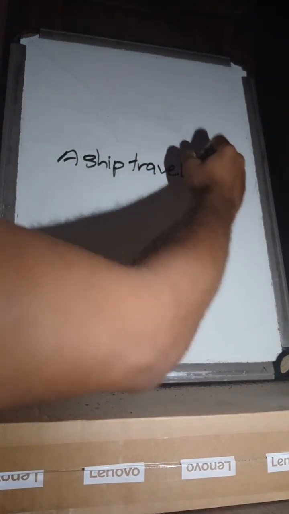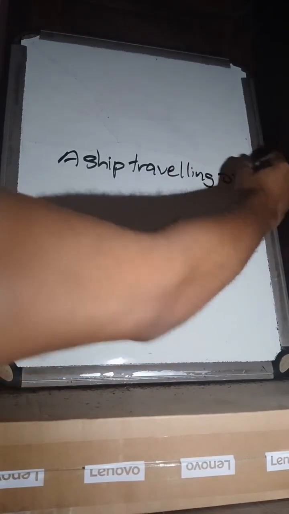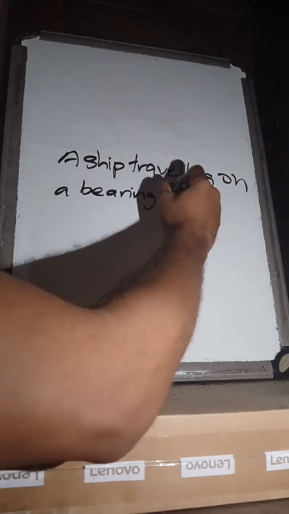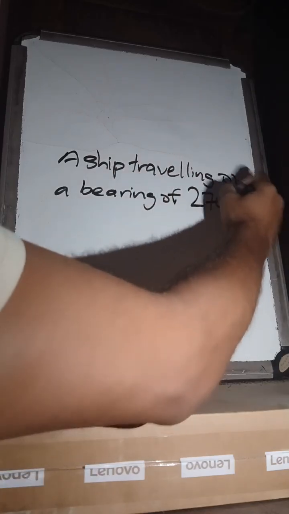Okay, I'm trying to read the question from afar. Alright. So they're asking about a ship traveling on a bearing of 270 degrees.